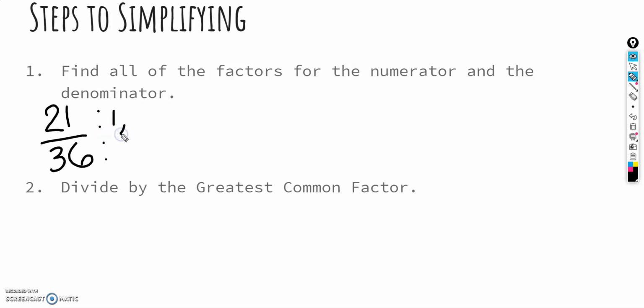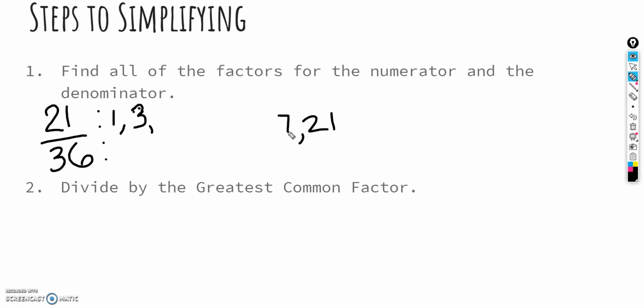So that would be 1 times 21. Notice I'm putting a space so that I can fit all the rest of my factors, or things that multiply to be 21, in order. All right, 2 does not work because we know that for 2 to work, this would have to be an even number in the ones place. So 3. Think about your multiplication facts. Does 3 work? 3 times what? 3 times 7.